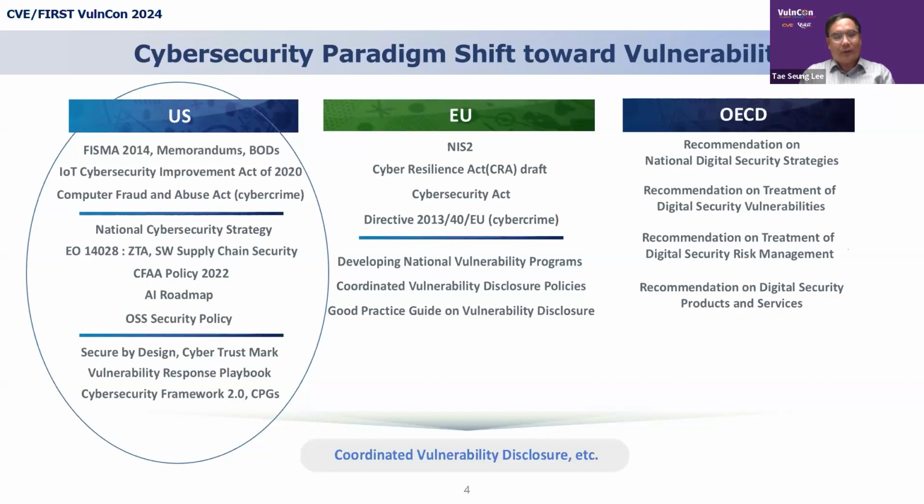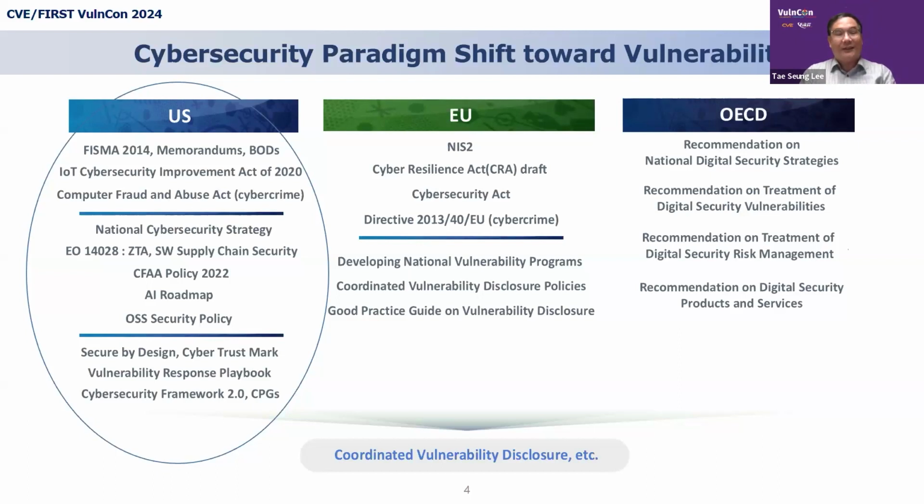In 2020, the US enacted the IoT Cybersecurity Improvement Act, which includes CVD requirements. Also, cybercrime is based on Computer Fraud and Abuse Act. Regarding US cybersecurity policy, in March 2023, the US announced the National Cybersecurity Strategy, encouraging coordinated vulnerability disclosure.